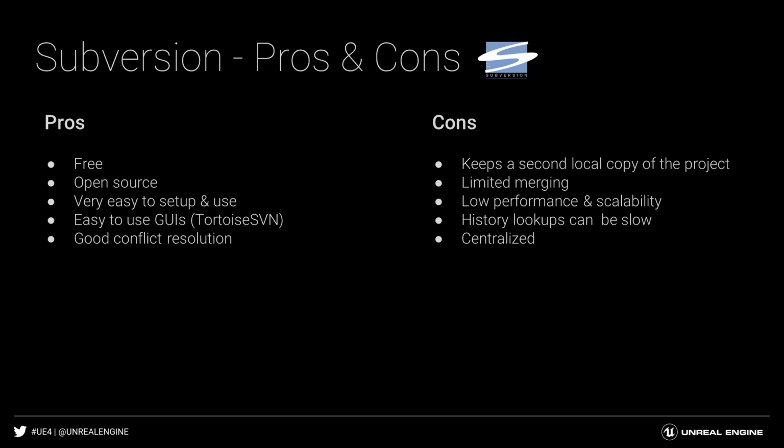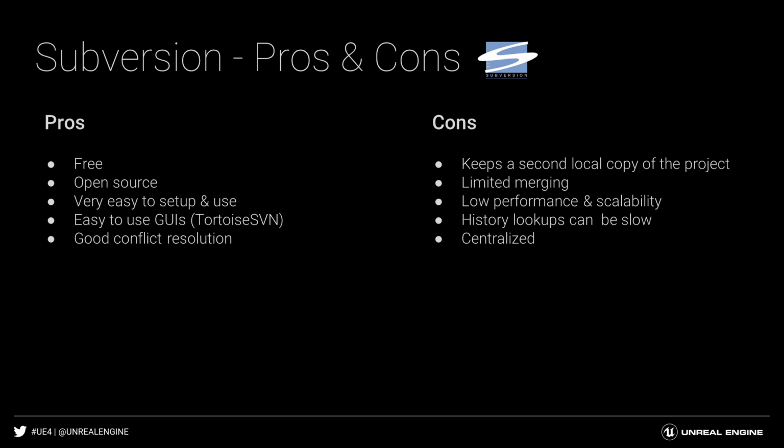However, it does keep a second local copy of your project, what's called a working directory, and this can basically double the file size on your local hard drive when you're working with SVN. And it does have limited merging capabilities. It has some issues there and some low performance, and it doesn't scale very well for very large teams. Also, many users have complained that history lookups can be slow. And finally, if you prefer a distributed version control system like Git, keep in mind that Subversion is another centralized option.